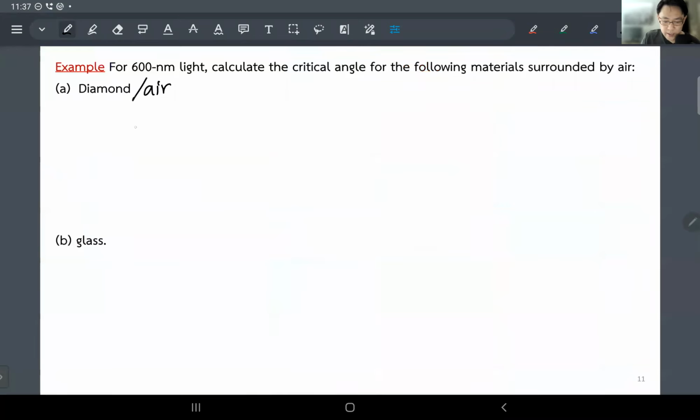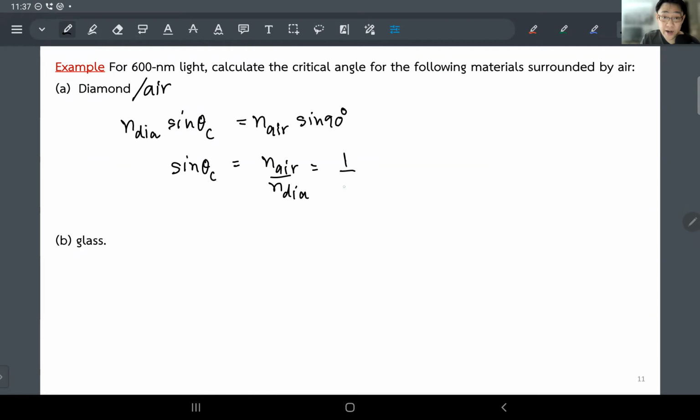No problem. If you don't want to memorize the formula, you can do N diamond sine theta critical, the light trying to come out from the diamond into the air. So it's going to be N air, and then you put sine 90 to it. Does that make sense? All right. But if you do the exercises a couple of times, you can probably memorize the formula. You can just say the sine of the critical angle is just going to be N2 over N1. And that will be 1 over N of the diamond.